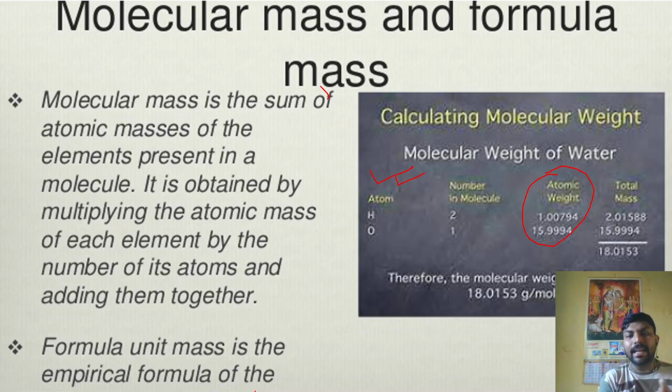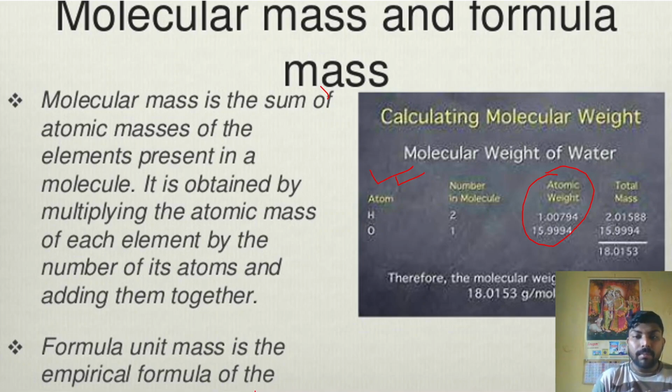Either we take the exact atomic weight, that is 15.999, and that is why we are converting it into the nearest whole number, 16.0. We are getting the molecular weight of water as 18 gram per mole, or you can say 18. If I talk about the molar mass of water, then 1 mole of water contains 18 gram, you can say.